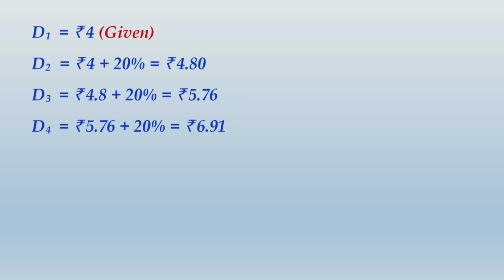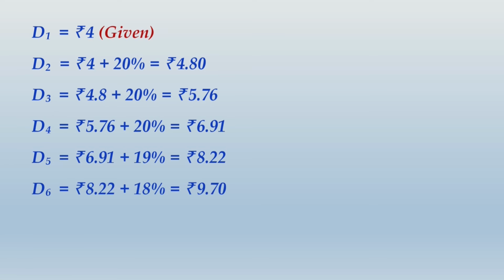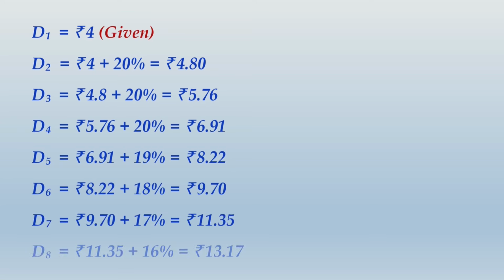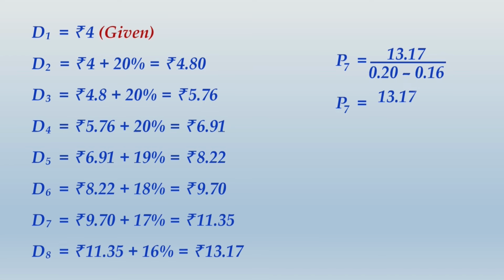From the 5th year, the decline begins. So D5 will be 6.91 plus 19%. Then D6 will be the D5 value plus 18%. D7 will be D6 value plus 17%. D8 will be D7 value plus 16%. And now, based on D8, you are going to compute P7. And you know how to compute P7 using Gordon's model.